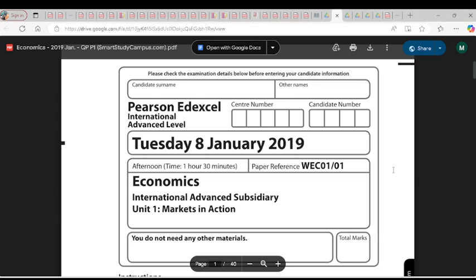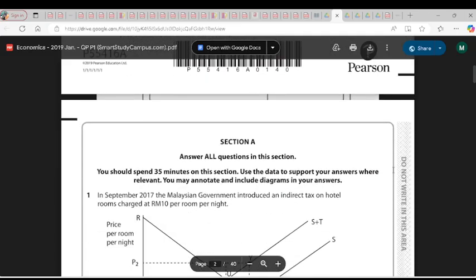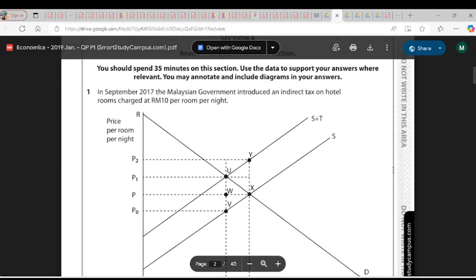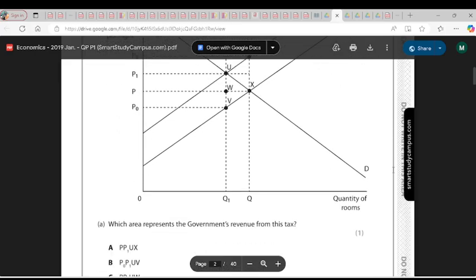So we go to Economics Past Paper 1, January 2019, AS level, Markets in Action. In September 2017, the Malaysian government introduced an indirect tax on hotel rooms charged at RM10 per room per night. Which area represents the government revenue from this tax?